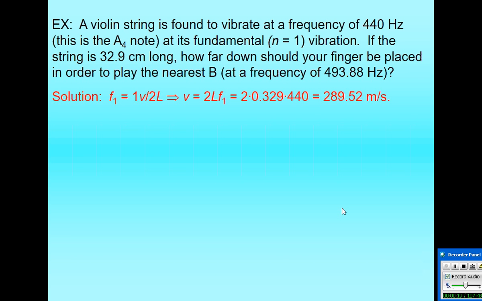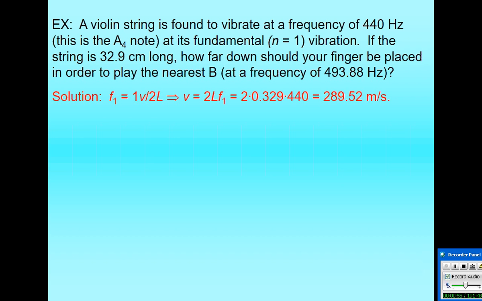So by changing the location of your finger on the string and pressing down firmly, you're changing the length of the string, and you're going to change the frequency that's played. The string in question has a fundamental frequency of 440 hertz when you allow the entire length of the string, 32.9 centimeters. But if you want to change the frequency that you play on that string to 493.88 hertz, which is a B note, where should you place your finger?